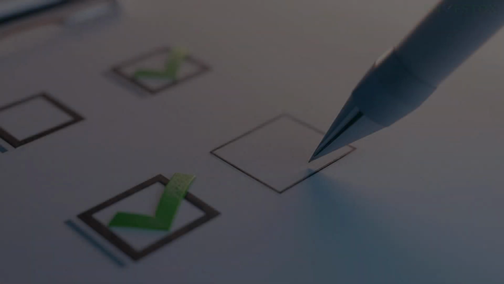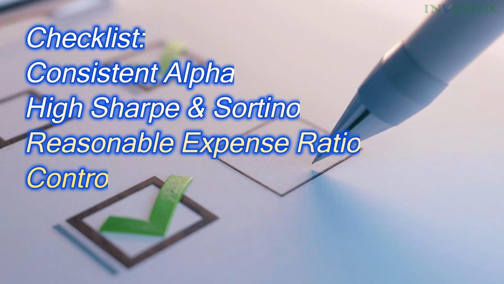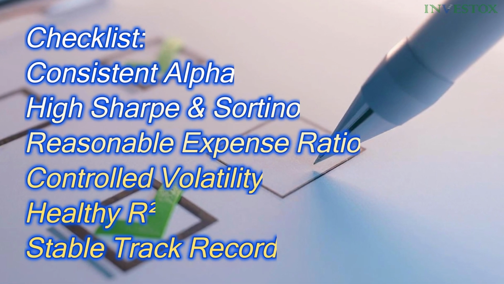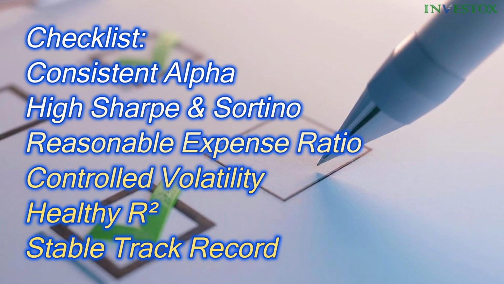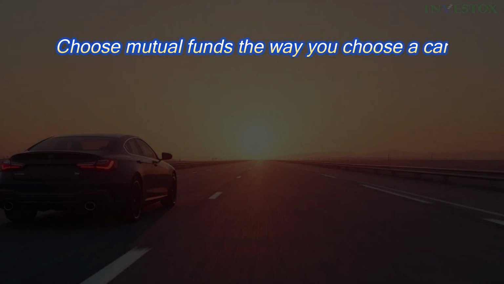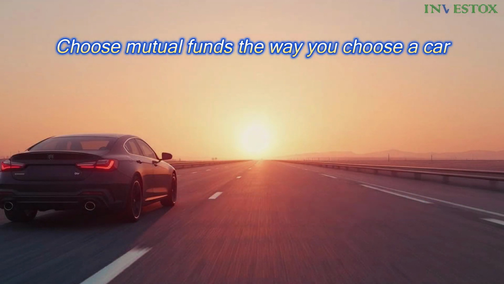Before selecting a mutual fund, always check consistent alpha, high Sharpe and Sortino, reasonable expense ratio, controlled standard deviation, healthy R², stable AUM and at least 5 to 8 years of history. Just like cars, some value speed, some value efficiency, others value safety. Invest according to your goals and risk comfort.